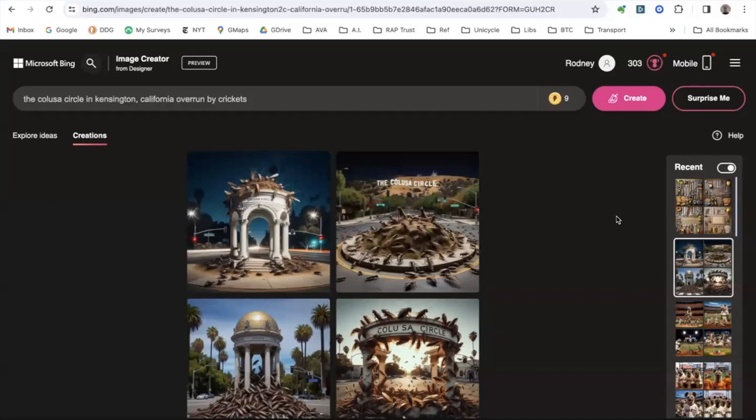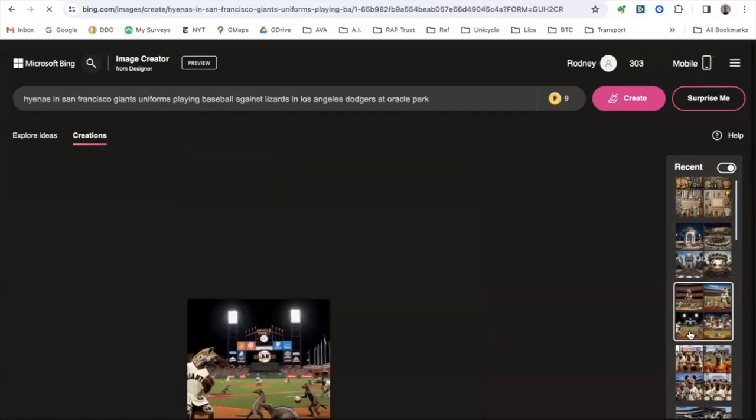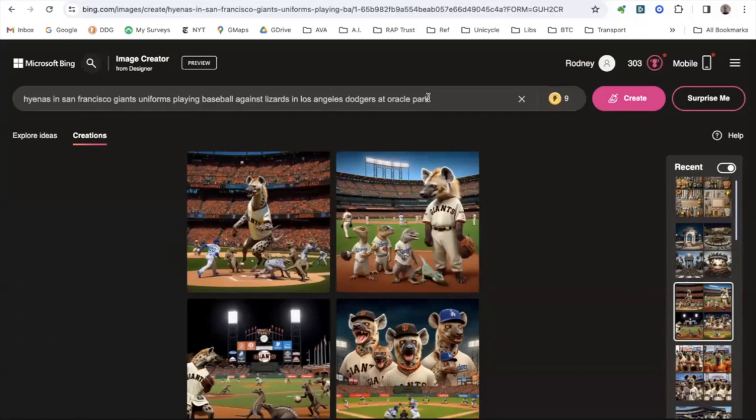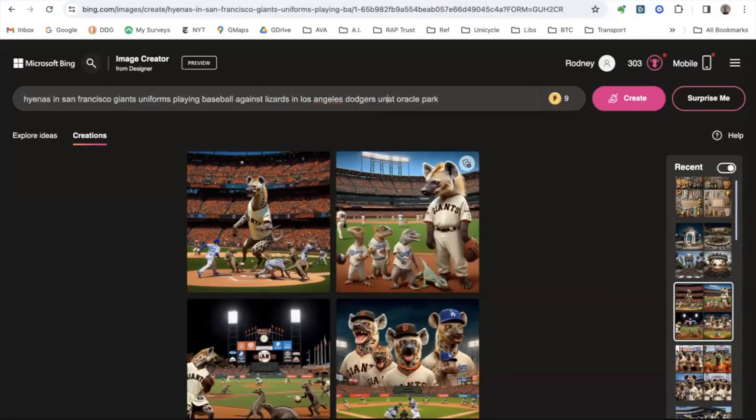Yep. Okay. One of the things the Bing Microsoft image generator does that's really cool is it keeps all of your past creations. If you read up here, this is the prompt I put in: Hyenas in San Francisco Giants uniforms playing baseball against lizards in Los Angeles Dodgers. I should probably have put uniforms. That's what I got wrong. At Oracle Park. Although it seemed to do what I wanted for some of them.